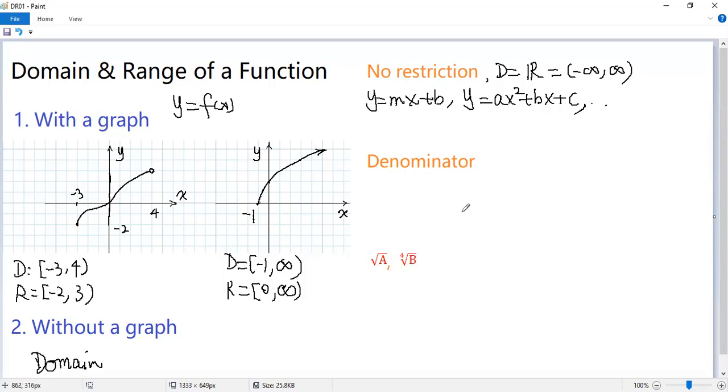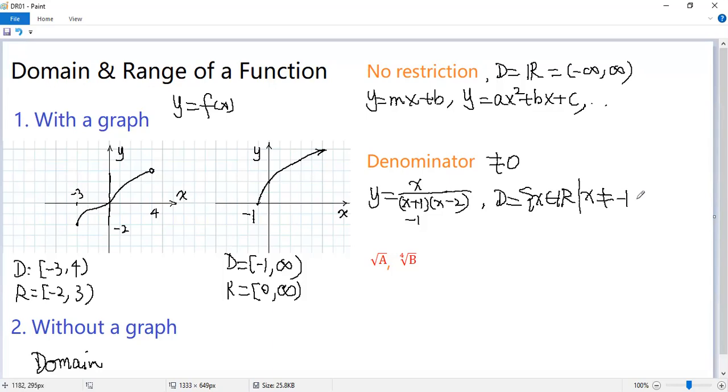Next, if the function contains a denominator, we know the denominator cannot be 0. So using this, we can figure out the domain. Let's see. y equals x over (x plus 1)(x minus 2). We know when x equals -1, the bottom equals 0. When x equals 2, the bottom equals 0. So the domain for the function should be: x is a real number, but x cannot be -1 and 2.